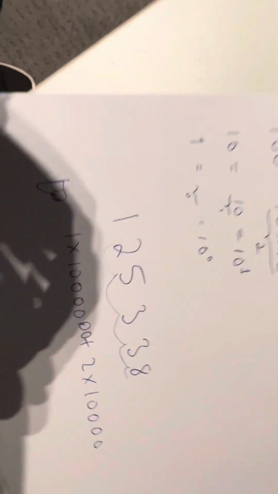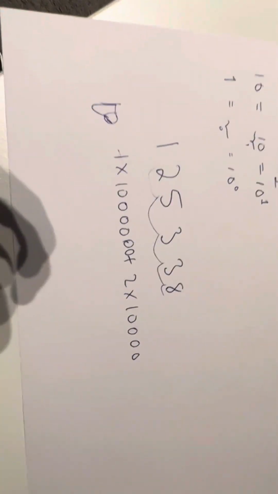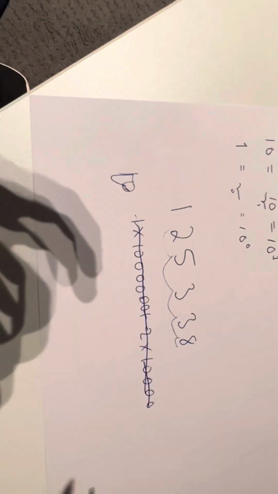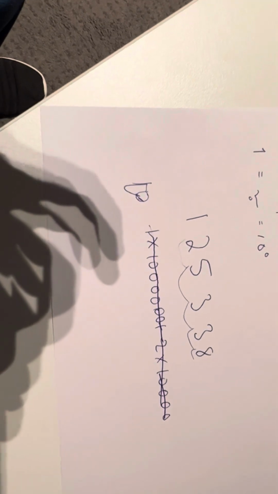What am I doing here? Sorry, Ellen. I'm getting confused because I'm filming at the same time. Let's do this. Let's start from here, because I cannot see the number.